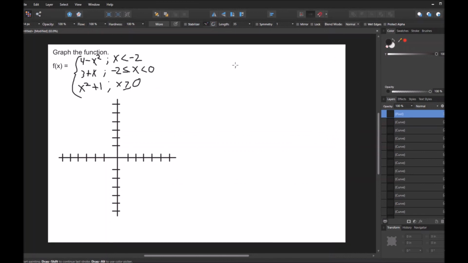So right off the bat, I'm going to make a table of values and start plugging in some points. I'm going to choose a plausible left-hand value. We want something that's less than negative 2, so just to make it easy, let's go negative 3. If we plug in negative 3, we go to this top equation, and we have 4 minus negative 3 squared. That's 4 minus 9, which is negative 5. So we're going to have the point negative 3, negative 5, which is down here right about.